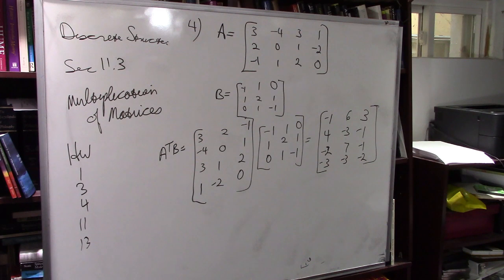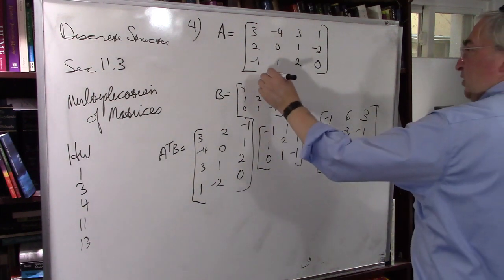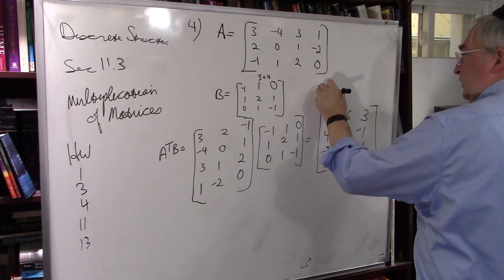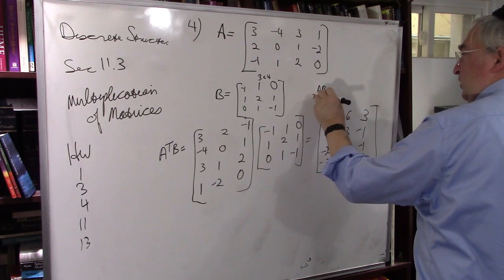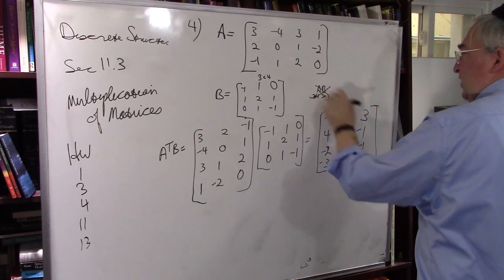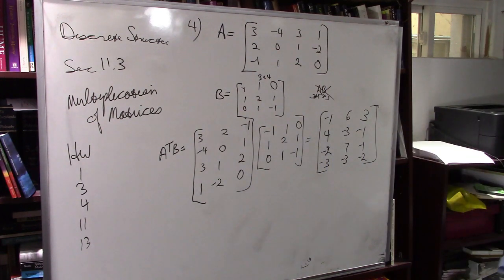Okay, 5AB transpose minus 3B squared transpose. Anyways, A is 3 by 4. AB, this is a 3 by 4. This is a 3 by 3. They can't be added.